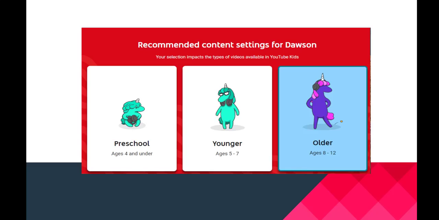So if they're a younger child, you choose preschool. A little bit older, you could choose the younger, or between ages 8 and 12, you can choose the older.